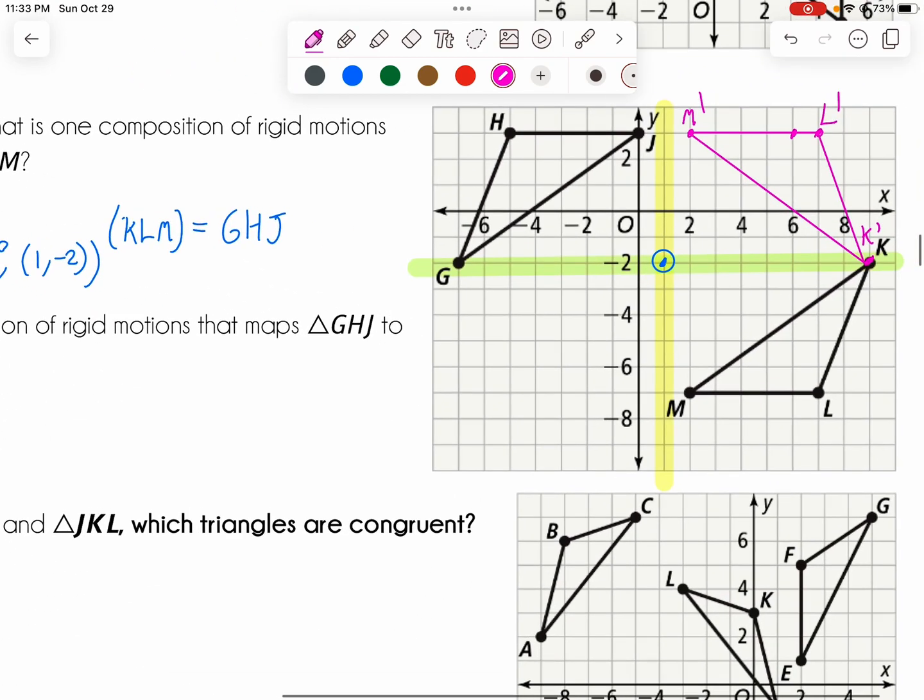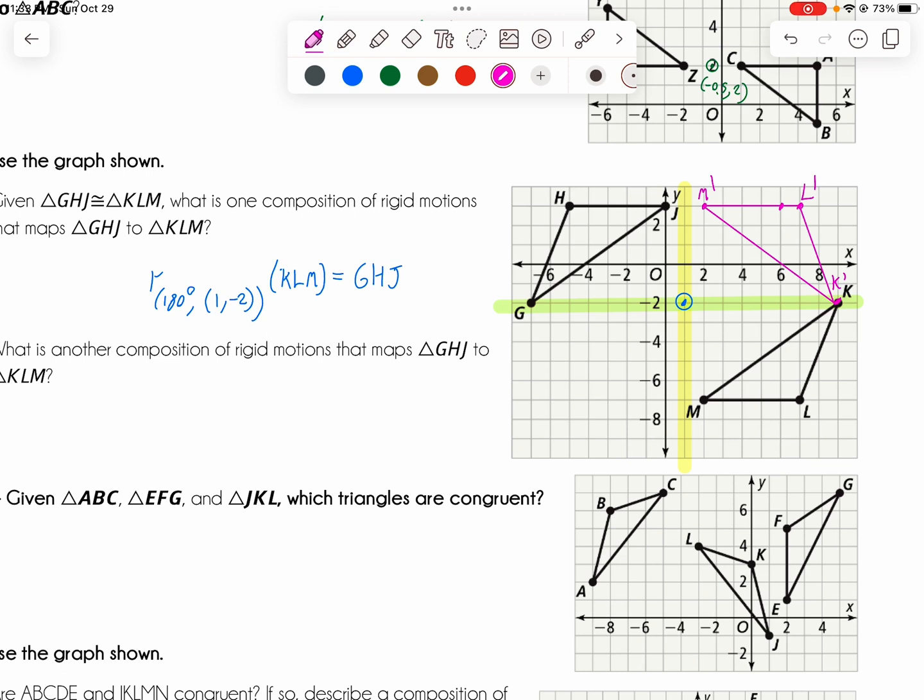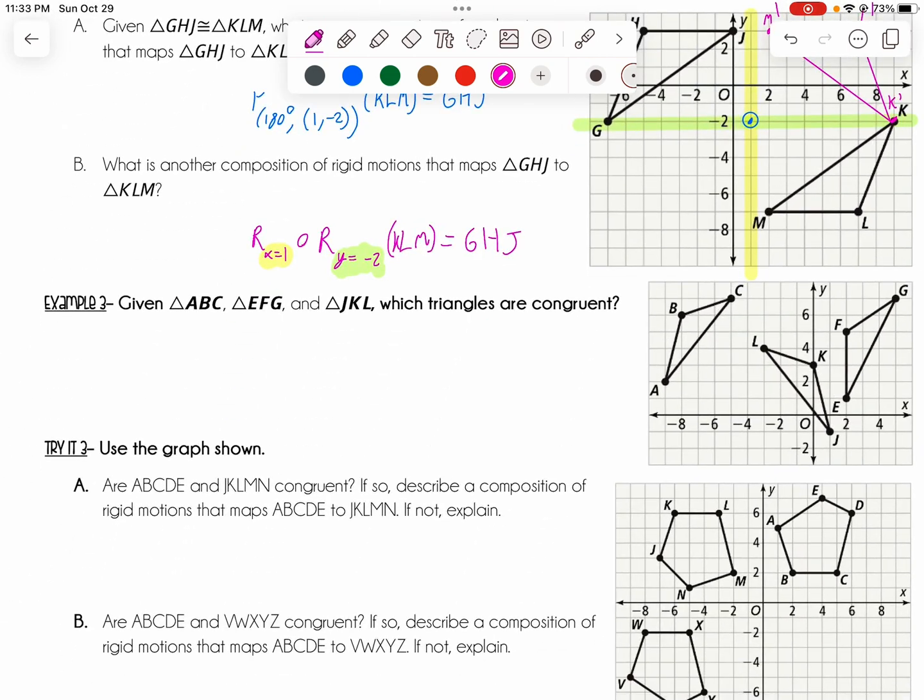So I'm going to go ahead and write down this composition of transformations. I took KLM and first I reflected it across the line Y equals -2. After that, we did a second reflection across the line X equals 1. X equals 1 is that yellow highlighted one. So I'm going to highlight that one yellow, and then I'm going to switch to green and highlight this one. Okay? And whenever we do that, that produces GHJ. Notice how our series of transformations can work, and you can come up with lots of different ones that'll work.